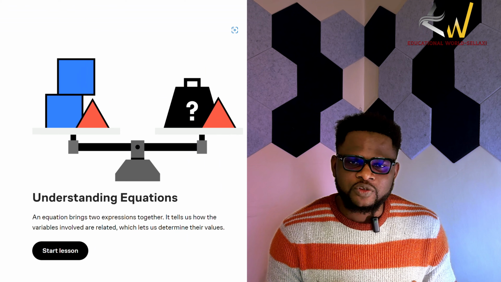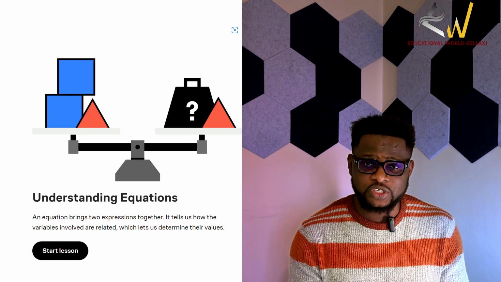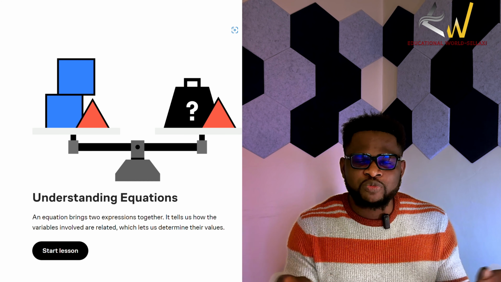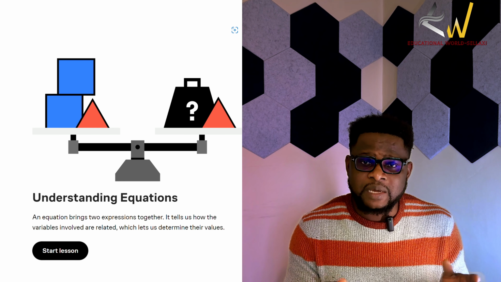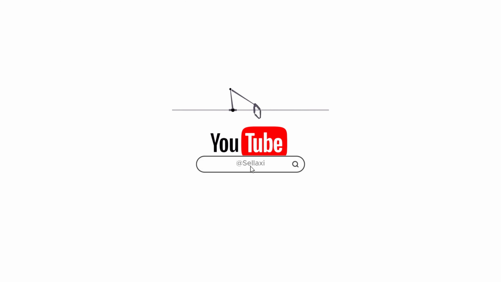If I may ask, what are equations? An equation shows us the relationship between two expressions. So it shows us how the variables between the two expressions are related, and it helps us to be able to solve them. Let's start the lesson now.